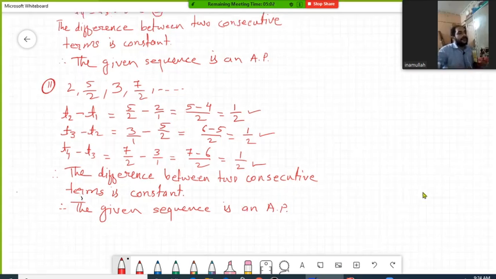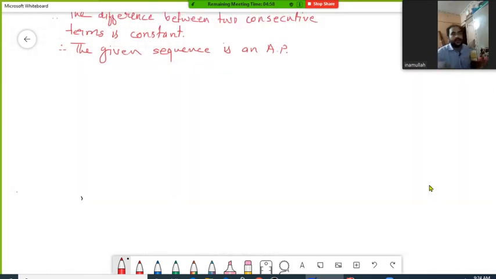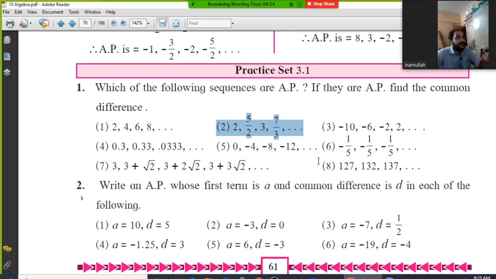Now we will take one more example where the given sequence is not an AP, not an arithmetic progression. So I could take question number 4. All look like arithmetic progressions. All are arithmetic progressions actually. So these are some arithmetic progressions.